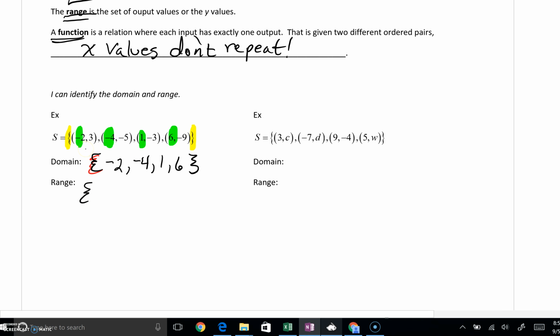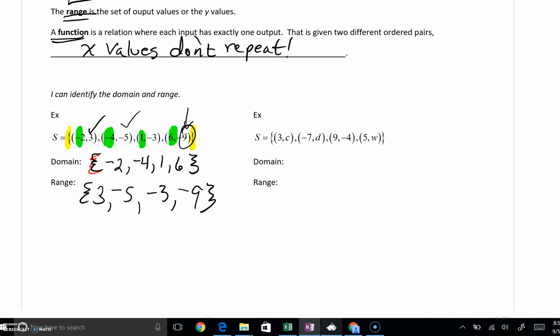Again, we'd need brackets. How would we write that? What do you think? 3, that's your first y value. What else? -5, -3, -9. You could go from the smallest to the biggest if you wanted to, but this is enough. With the brackets, you're going to be good. Should there ever be a repeat, like if -3 would have shown up twice, you just write it down the one single time. Okay?